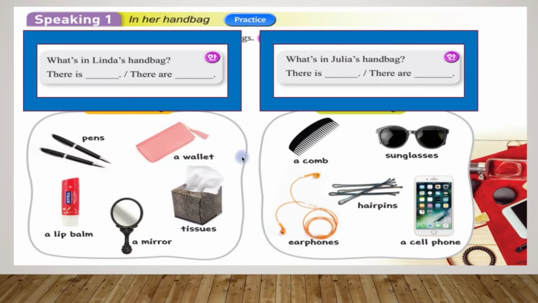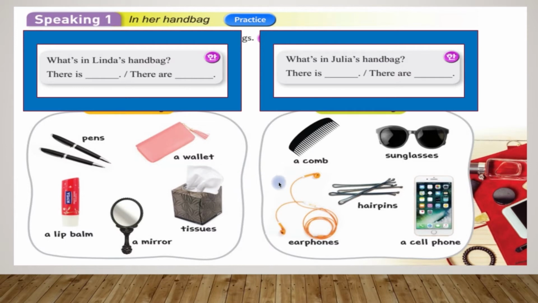Yes, and you could do the same with Linda's handbag. There are two pens, a wallet, a lip balm, a mirror, and tissues. Yes, so notice, because we start with a comb, you say there is a comb, sunglasses, earphones, hairpins, and a cell phone. But as Yonghee did, because they're pens, you can say there are pens, a wallet, a lip balm, a mirror, and tissues. So the is and are important for whether it's plural or singular.